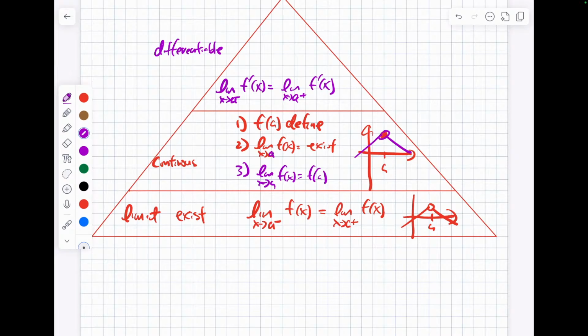f prime of x. We know f prime of x is a slope, right? Slope on the left must equal the slope on the right. So the situation is like this. Not only is it continuous, but the slope at this point on the left end, let's just say the black line right here, toward that particular point C, has to equal the red part approaching it. It has to be exactly the same. Slope cannot have a drastic change. Now, what do I mean by drastic change?